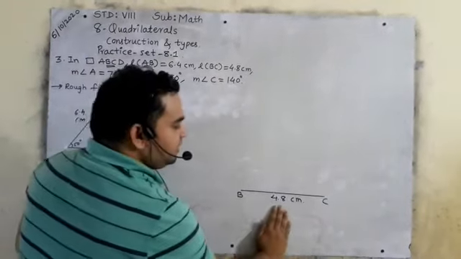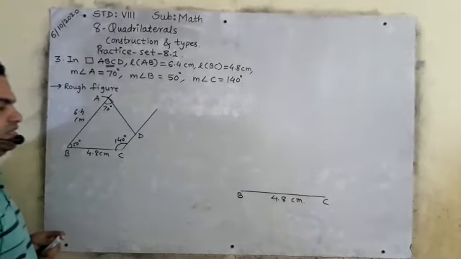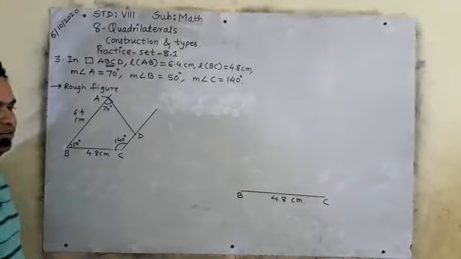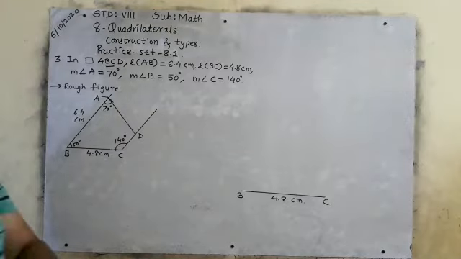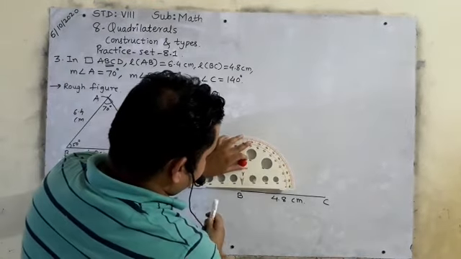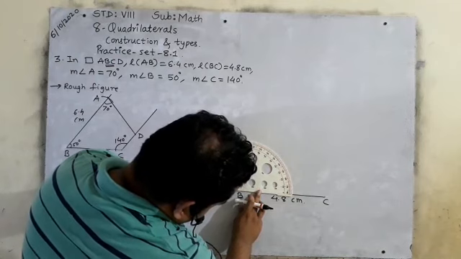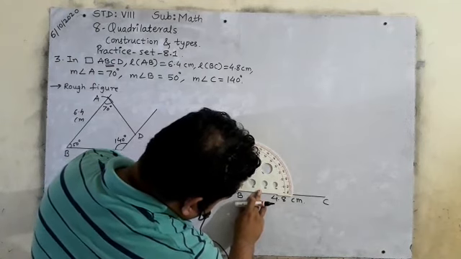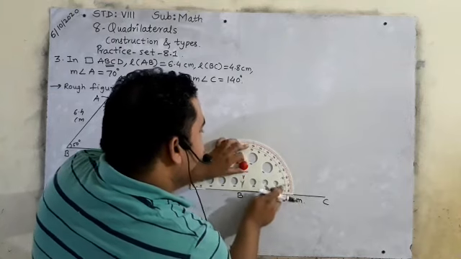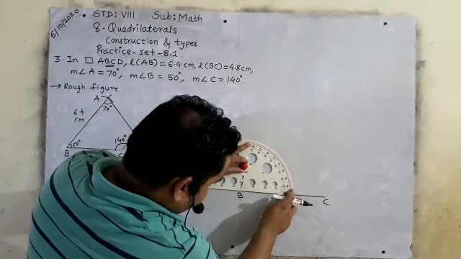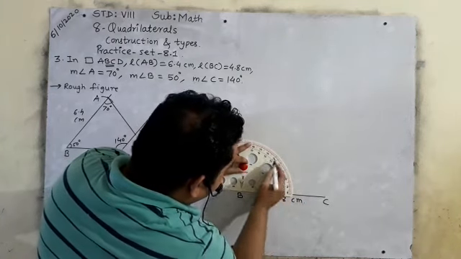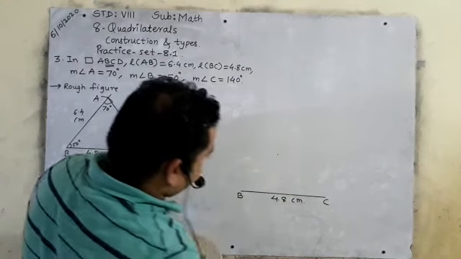See, I have taken already. BC is 4.8 centimeter. Now B is how much degree? 50 degree. So you will take protractor. You will keep here on this B. And I will see interior numbers over there. 50 degree I will take. This is 50 degree.